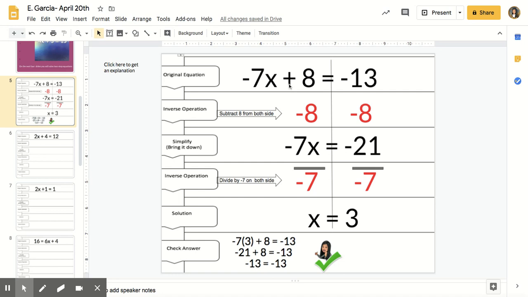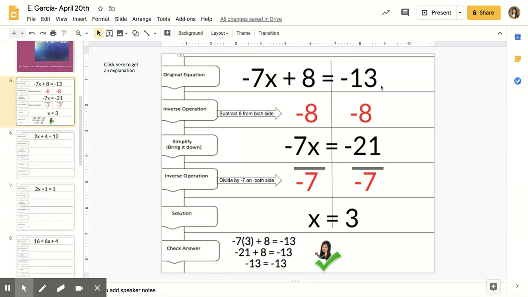So if we look at our original equation, it says plus 8. Well, the only way I can get rid of a positive 8 is to use its inverse, which is to subtract 8. So I'm going to subtract 8 from the left and the right-hand side, leaving me with this cancels out. The 8 and the minus 8 make a 0, so they go away. So now on the left-hand side, I'm left with a negative 7x is equal to a negative 21.